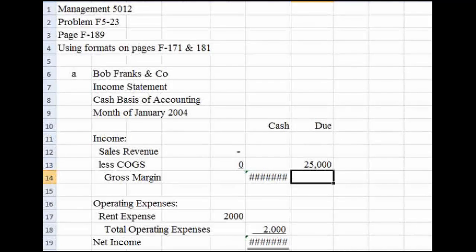The third transaction is purchased $15,000 of merchandise inventory in January and paid cash. Since this was a cash transaction within the month, it belongs in the income statement. So it goes on the line next to costs of goods sold.